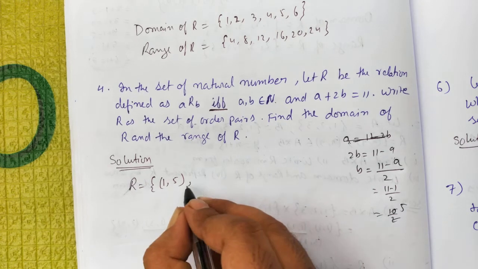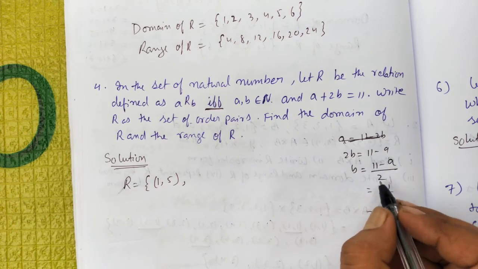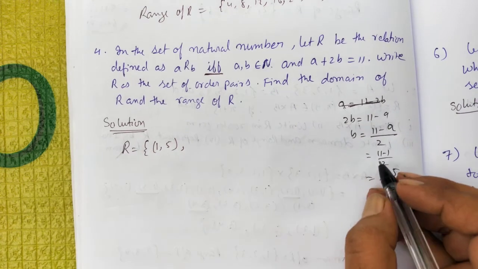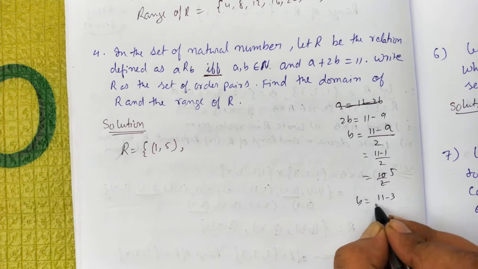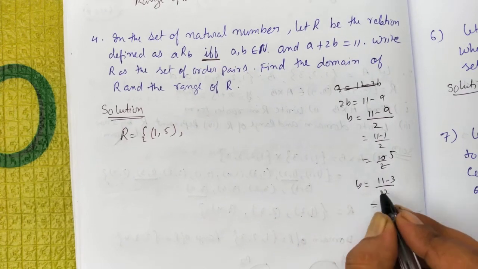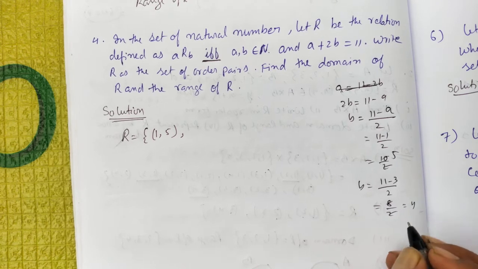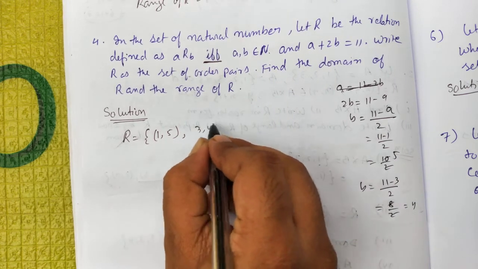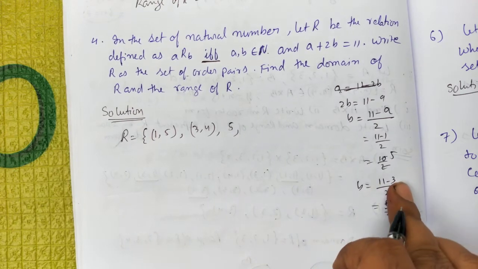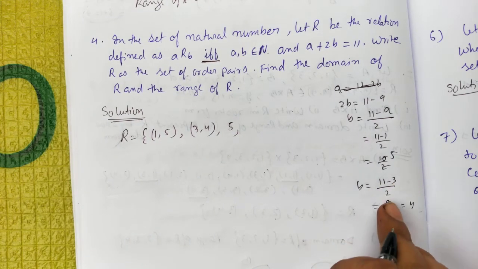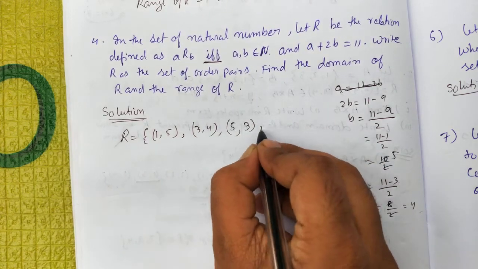If I put 2, 11 minus 2 is 9. We cannot cancel by 2. So I'll put 3. 11 minus 3 by 2. So 11 minus 3 is 8 by 2. I get 4. So when I put 3, I get 4. If I put 5, 11 minus 5 is 6, divided by 2 will be 3. 5 is 3.